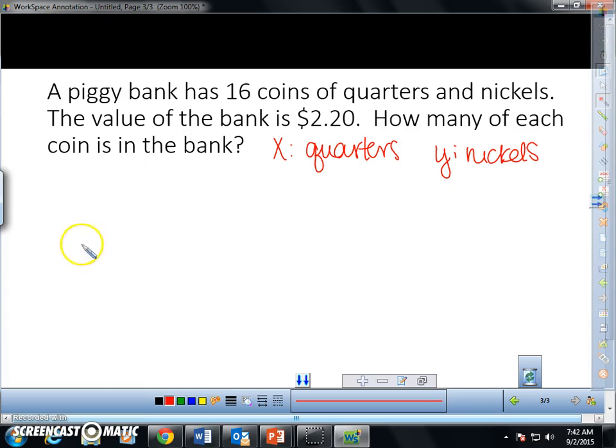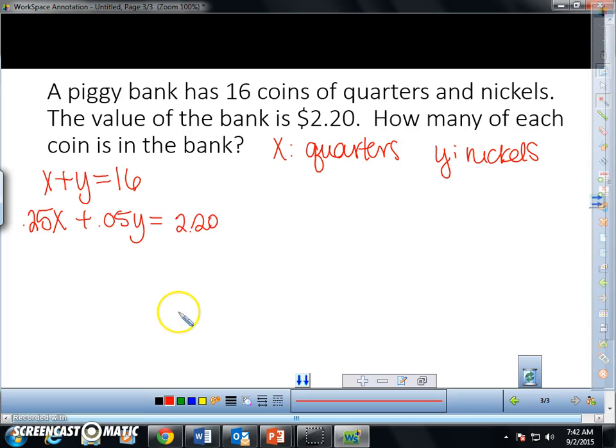So our first equation, there's a total of 16 coins. So x plus y is going to be equal to 16. When you set up the second one, you want to put the values in there. So a quarter is 25 cents. We have 0.25x. A nickel is 5 cents, so 0.05y is equal to 2.20 for $2.20.